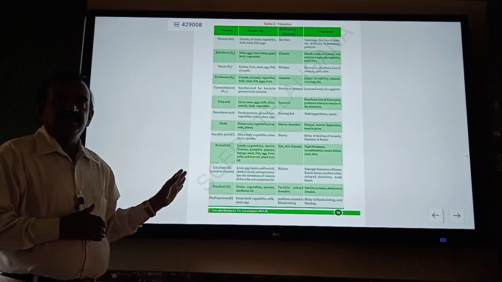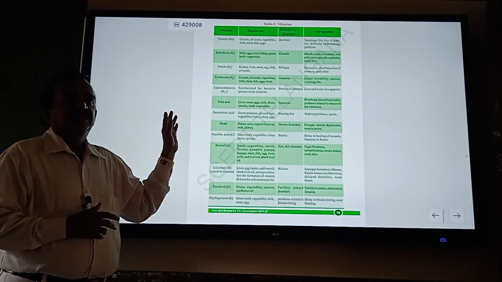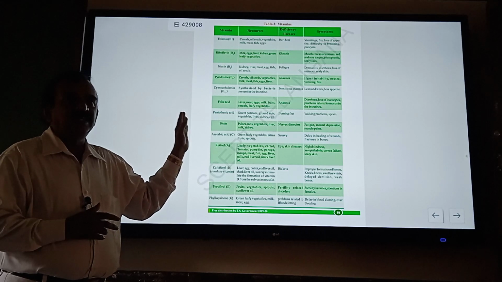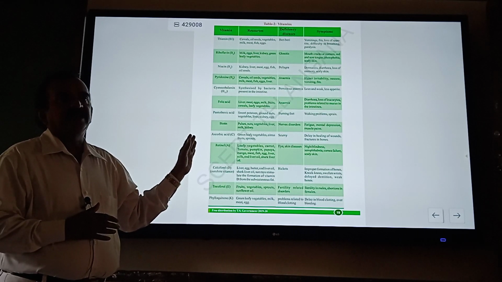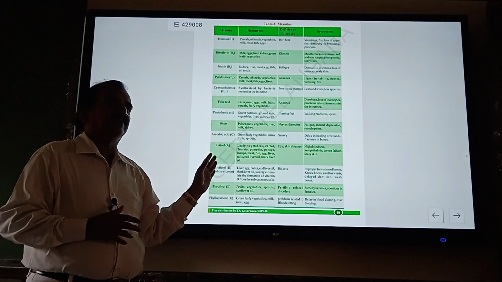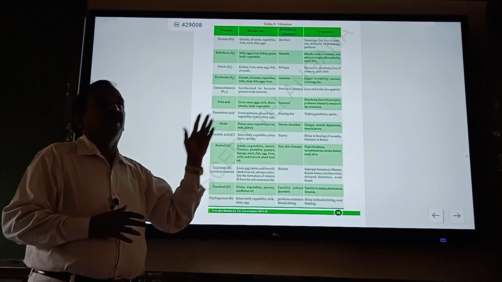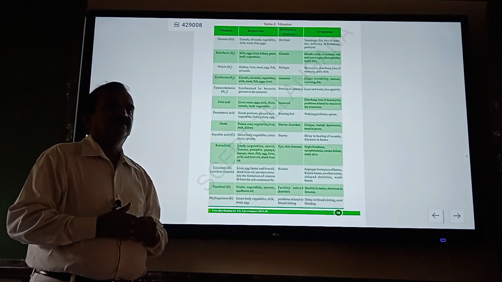Here you see on one side, 13 vitamins are there. B1, B2, B3, B6, B12, folic acid, pantothenic acid, biotin, ascorbic acid, retinol, calciferol, tocopherol, phylloquinol. Am I correct? Correct.